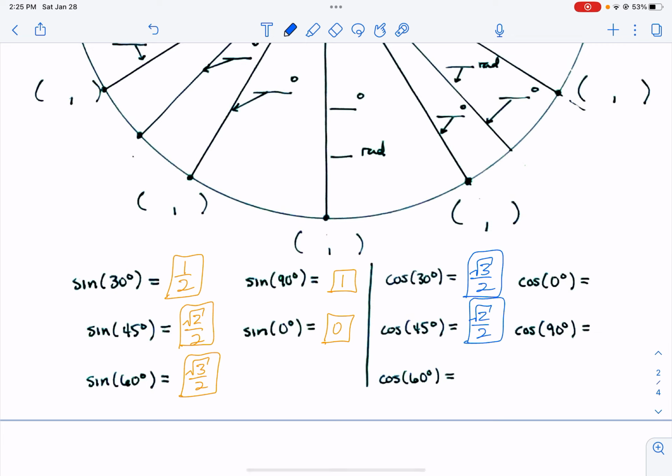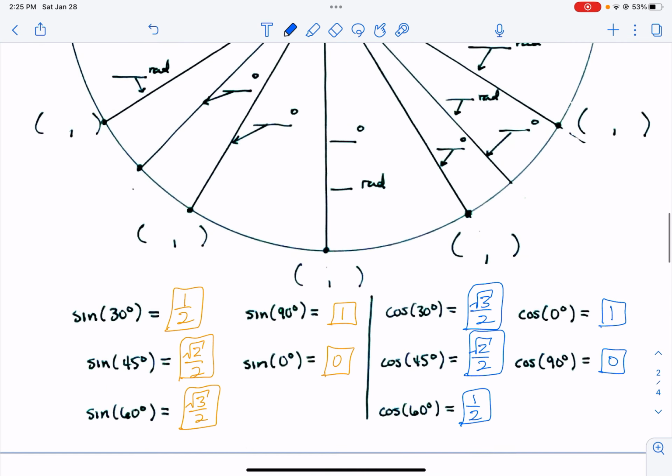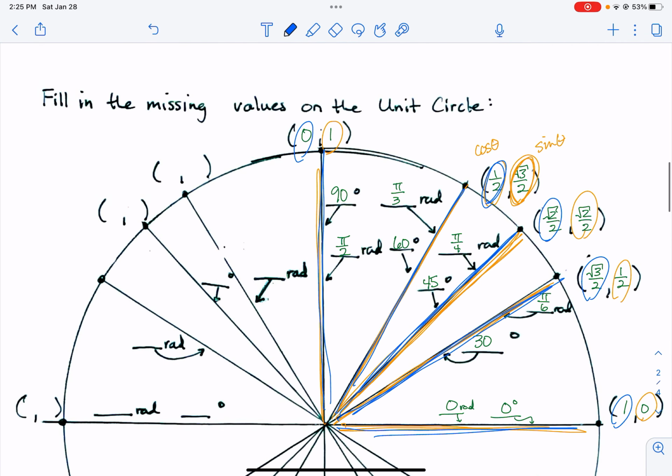Right, and so hopefully you get the picture by now, right? This one will be the 1/2, right? This one will be 1 and 0, right? So if I go back up, here's my 60 degree line, there's the 1/2. The 90 degree line, there's the 0. And the 0 degree line gives us the 1. So the outputs for sine and cosine come from the unit circle. Right, so that's why it's so important just to know at least that first quadrant.